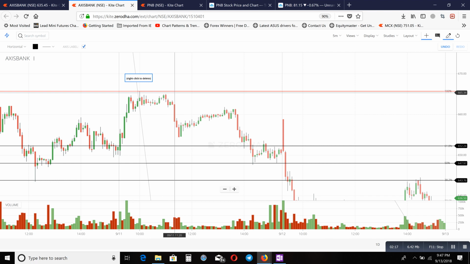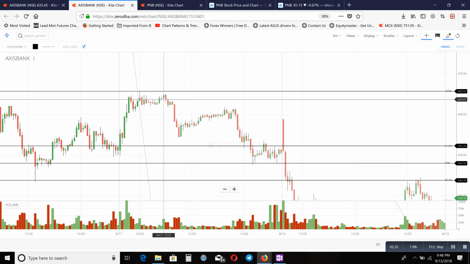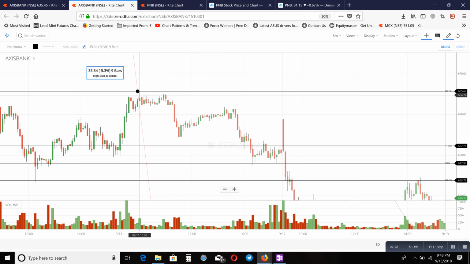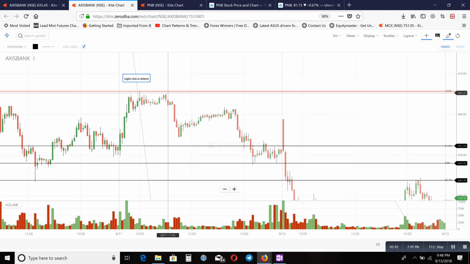Now to take entry and exit here, what we need to do is, let's say this 100% line comes before us as a strong resistance, which makes sure this is not going to violate this line. So the trader takes the position here a little down from the line. So at 665 he shorts the position, with the target of the next line which comes below it.